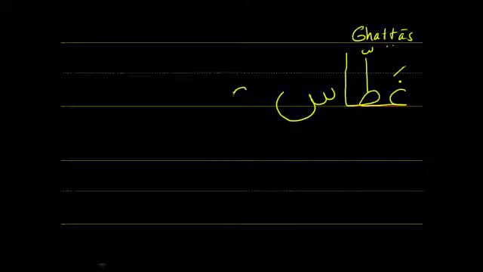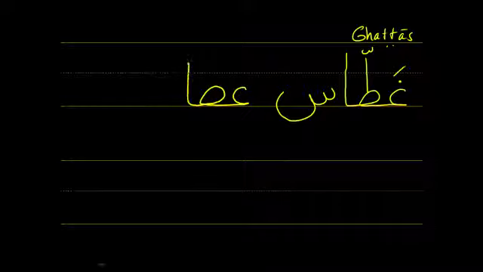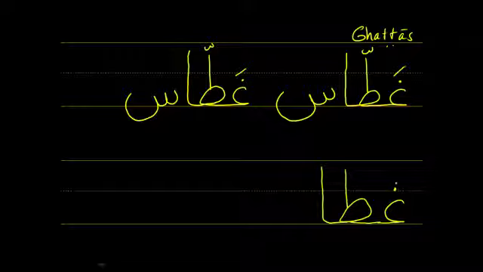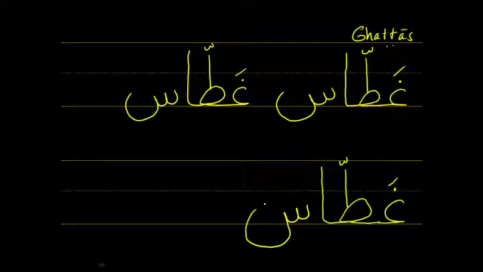One more time. Ghayn, ta, alif. Don't forget the shadda. And then sin. Let's write it one more time. Ghayn, ta, alif, and then sin. Ghattas.